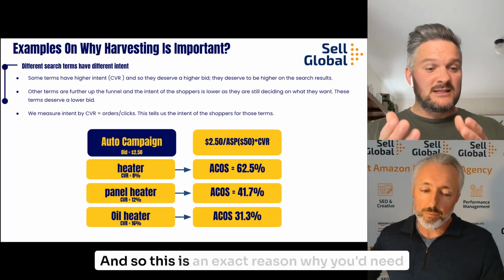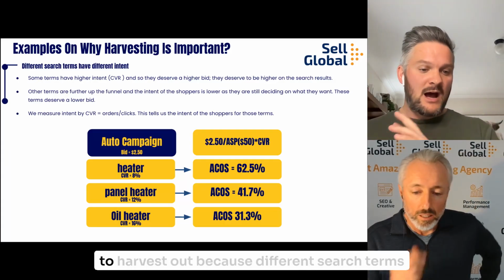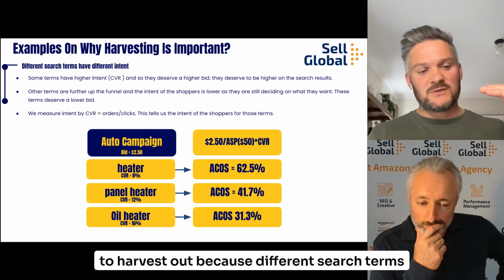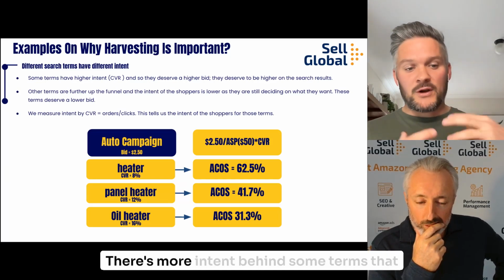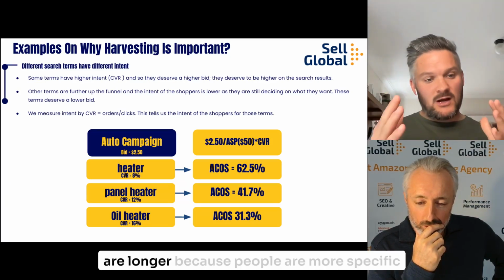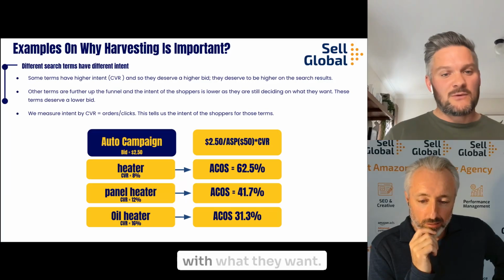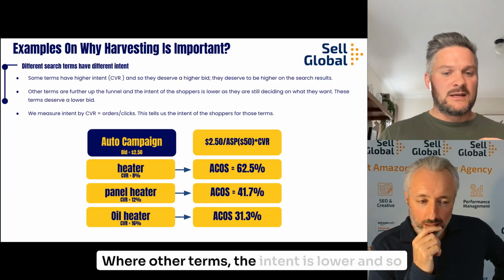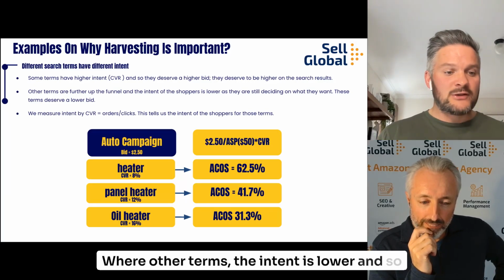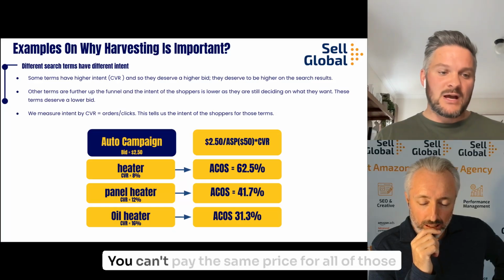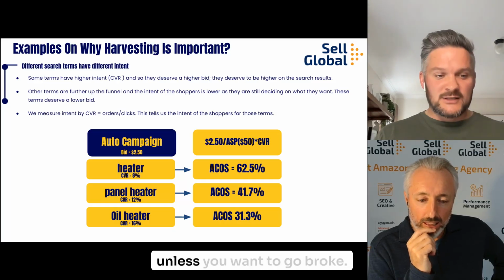And so this is an exact reason why you'd need to harvest out, because different search terms have different intent. There's more intent behind some terms that are longer because people are more specific with what they want, whereas with other terms the intent is lower, and so you need to factor that into your bids. You can't pay the same price for all of those unless you want to go broke.